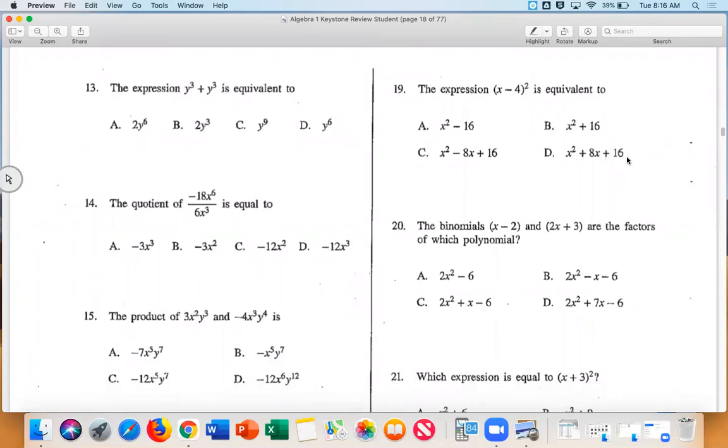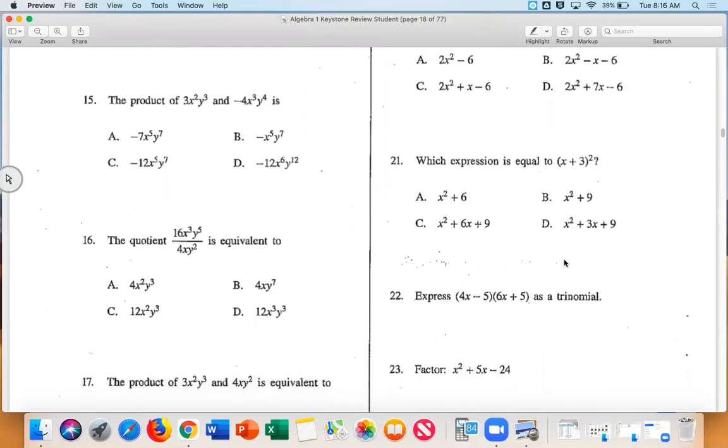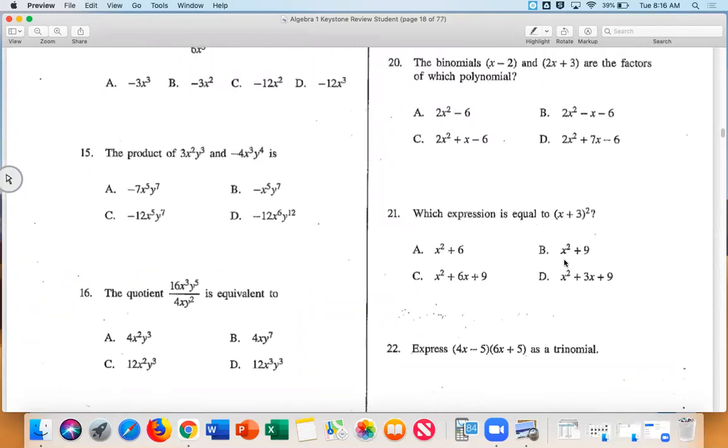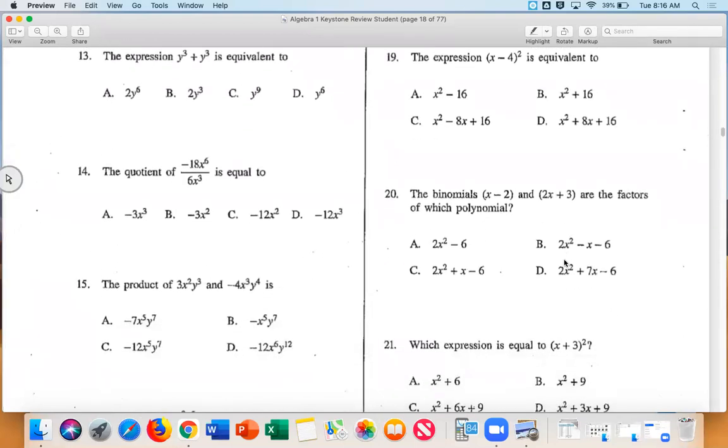So what I want you guys to do is take a second and work on 19, 20, and 21. Oh, and 22. And then we'll talk about 23 in a second too. You guys can work on 19 through 22, and we'll go from there.